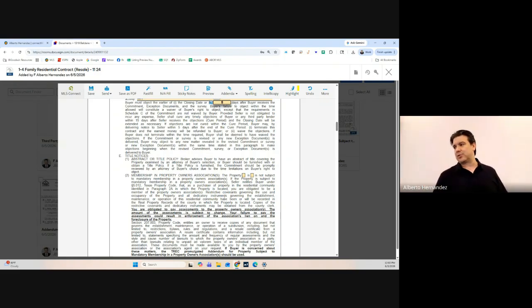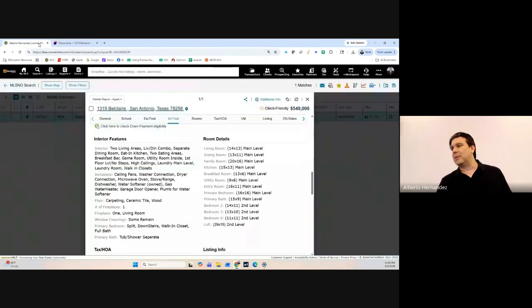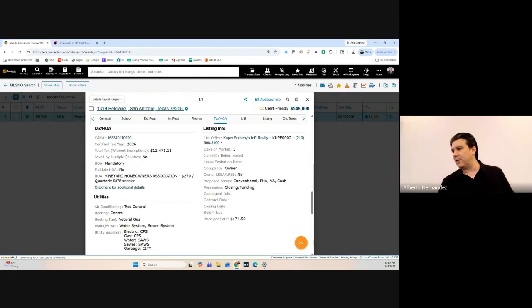Yes, for sure. Now here in E2, it's asking, is this property in a mandatory membership in a property association, or is it voluntary? This one is, and I know that by a couple ways. It was disclosed in the seller's disclosure, right? But also in the MLS, it says here, HOA mandatory. It also says there aren't multiple HOAs, which is really cool.